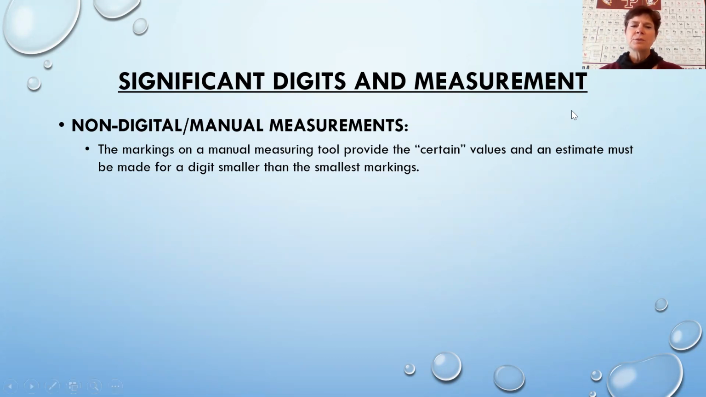The markings on the manual measuring tool provide certain values, and an estimate must be made for the digit smaller than the markings. So what I have here is a metric ruler, and I can see that the smallest markings on this metric ruler are in the millimeters. It has centimeter markings that are the larger markings, and then it has millimeter markings. I have certain values down to the millimeter, and I would need to then estimate to the 1/10 of a millimeter.